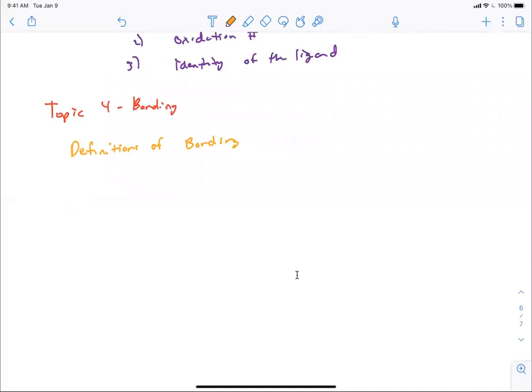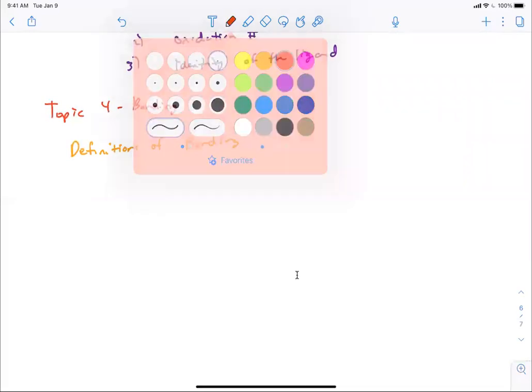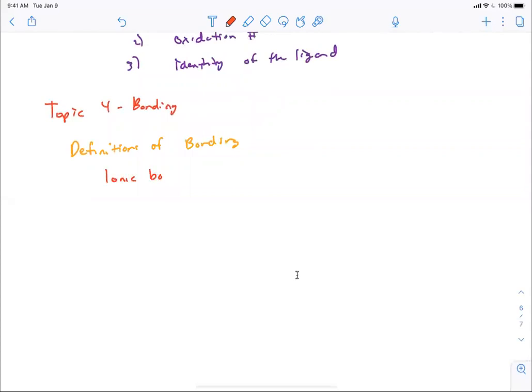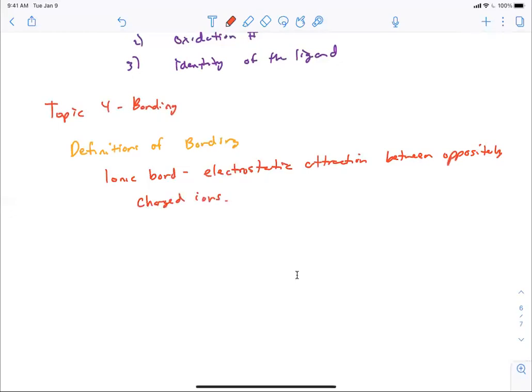Like we said in class, you have to know that an ionic bond is an electrostatic attraction between oppositely charged ions. You could say positive and negative, or you could say cations and anions. Both of those are acceptable alternatives.